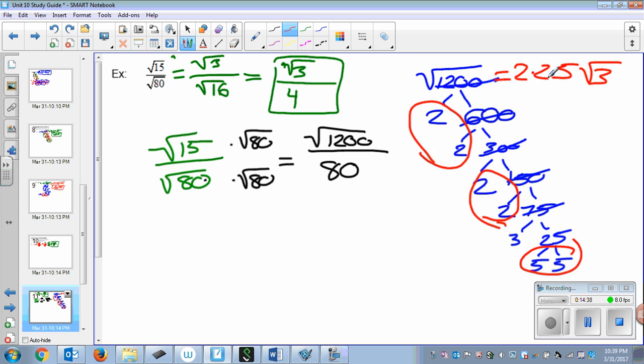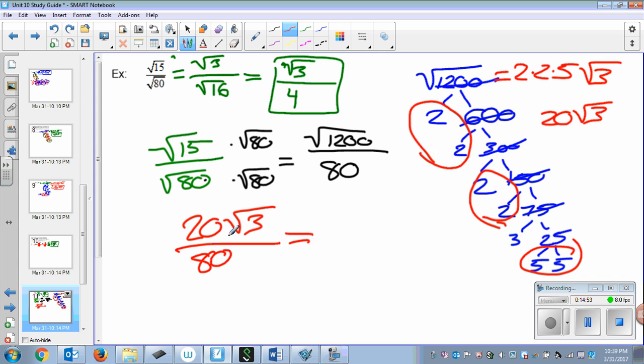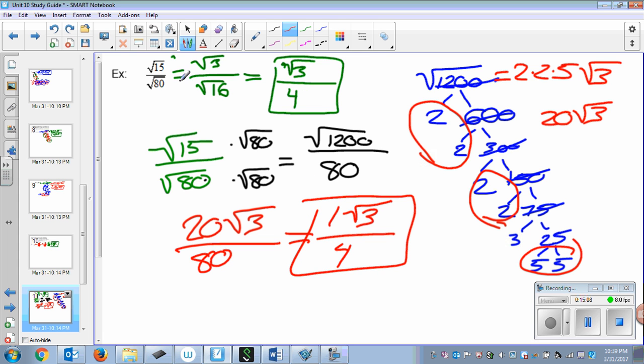So 2 times 2 is 4, 4 times 5 is 20, so it reduces to 20 times the square root of 3. So now I'm going to replace this over here, the square root of 1200, with 20 times the square root of 3 over 80. My last step is to reduce this outside fraction, outside and outside. 20 over 80, if you put that into alpha y equals in your calculator, is 1 over 4, which is the same answer that I got up here in green just by reducing 15 over 80 before I started. So this was the short way. This is the long way. They both work.